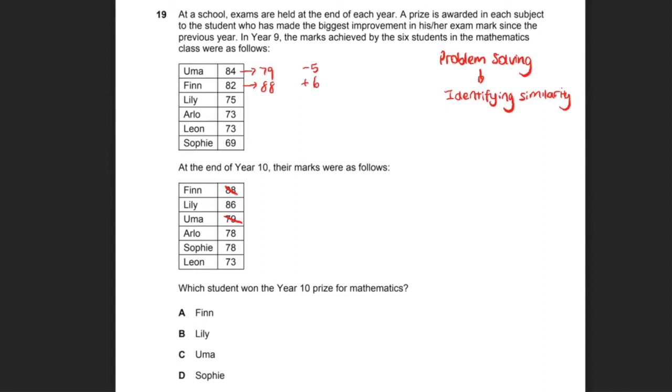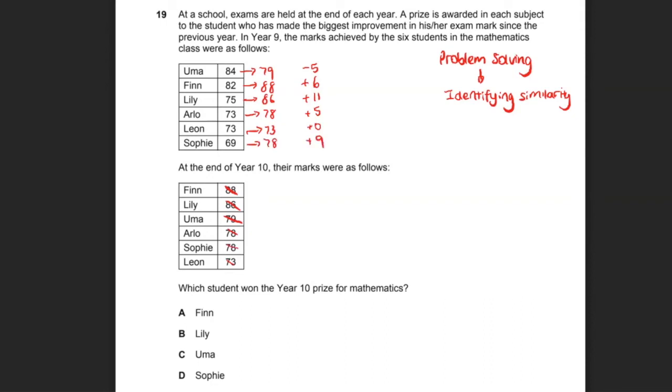Lily, originally 75. Well, now she's 86, okay? So Lily's increased her mark by 11. She's in the front right now. Arlo, 73, now 78, plus 5. Leon, 73, and still 73, so no change. So I just go plus 0. And then Sophie, 69 to 78, so that's plus 9.